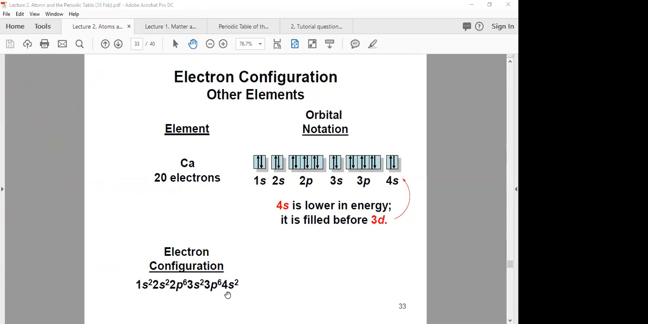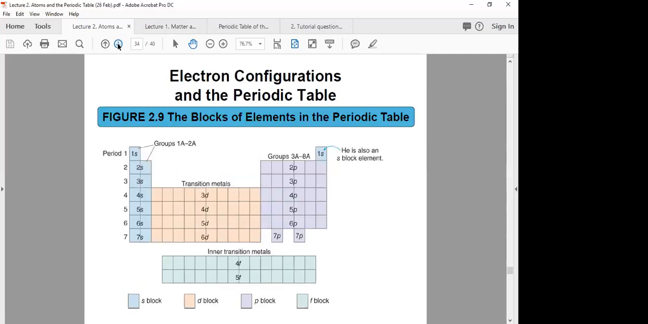Okay, so remember that little trick for one of your tutorial questions. And if you don't remember how that order goes, refer back to the previous slide. I think it was slide 28. To make sure you're filling the shells and subshells in the right order.